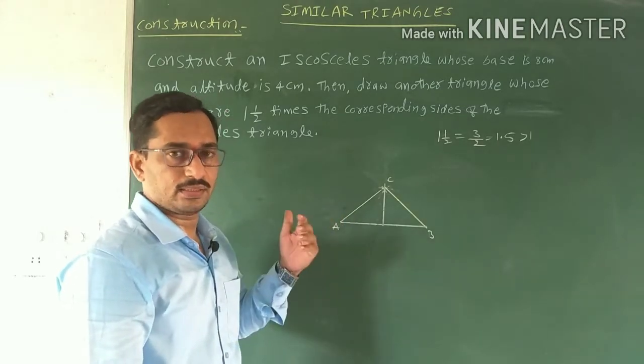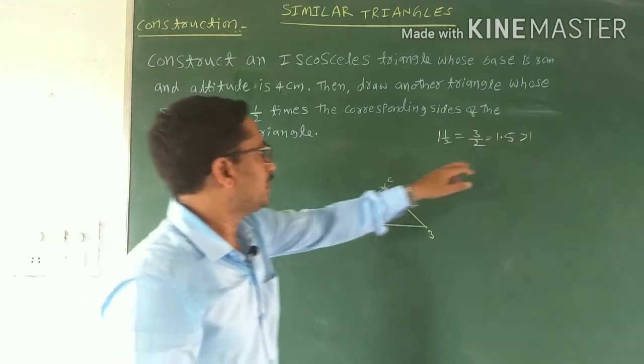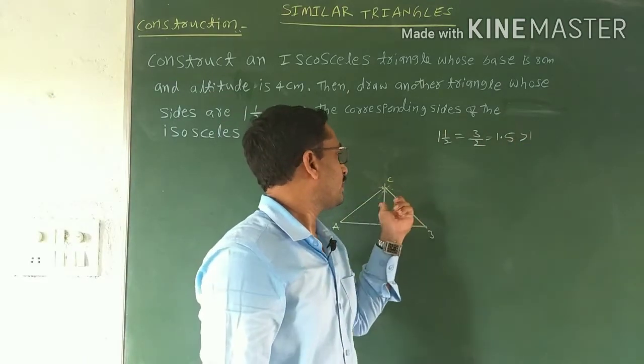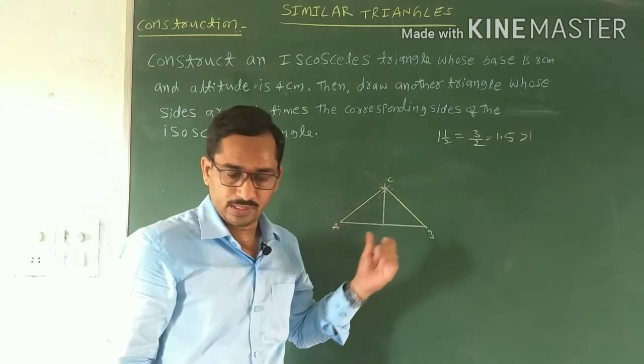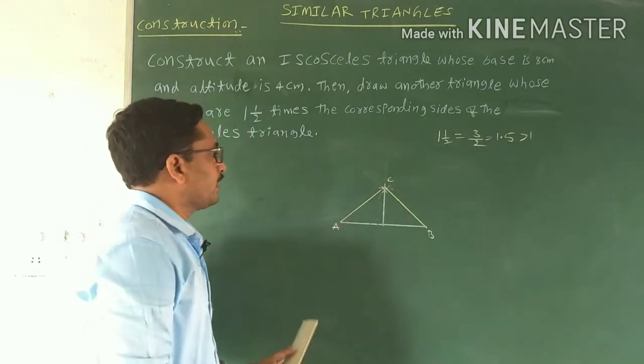We already discussed this in the previous videos. See, this value is more than 1. So our required triangle is an enlarged figure, larger than the given triangle ABC. Now see how to draw a similar triangle.